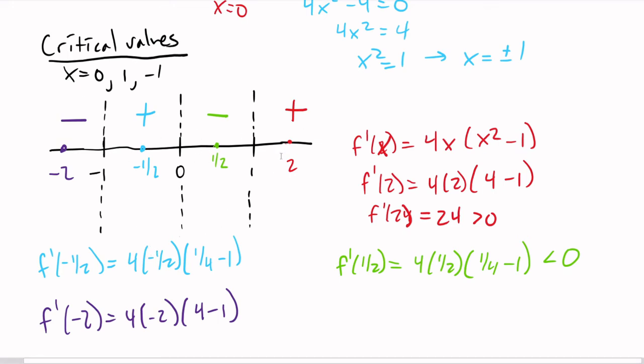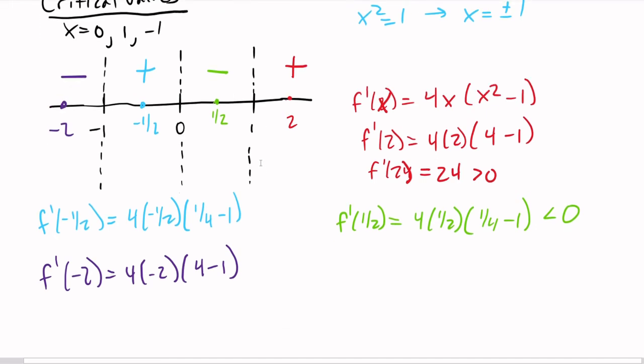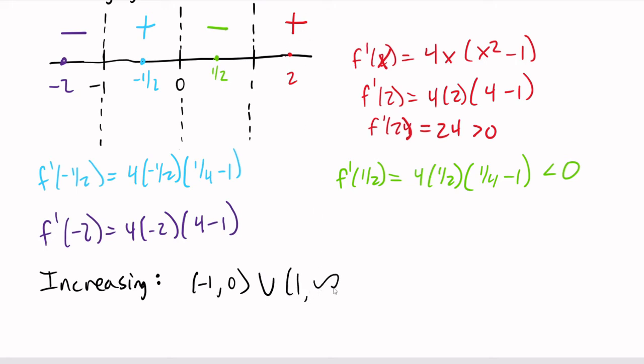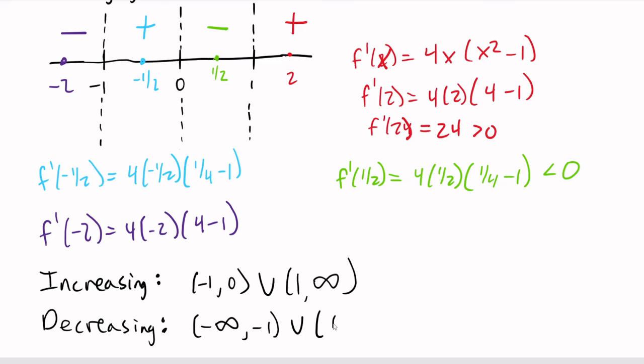Okay, so that's kind of crazy. We just figured out everything about increase and decrease here. So let's write out everything just so we have it. Increasing where? Well, in the blue here, -1 to 0, also 1 to infinity. And then decreasing where? We're going to be decreasing from -infinity up to -1. That's this purple. Union. And then we're going to be decreasing again from 0 to 1.